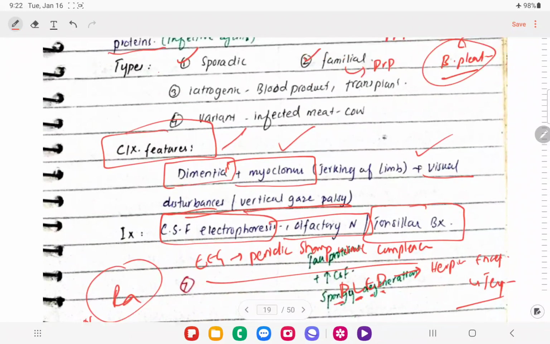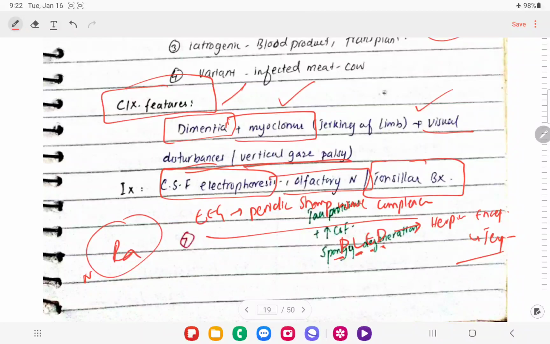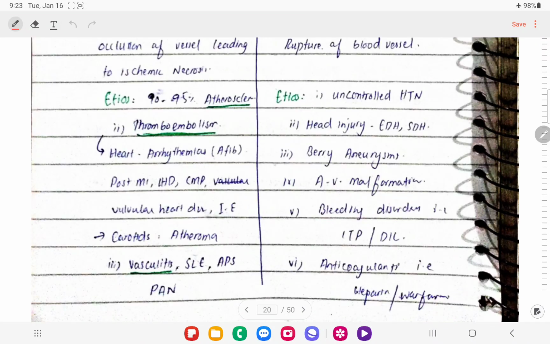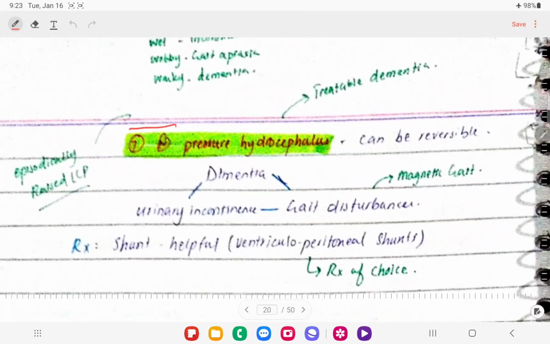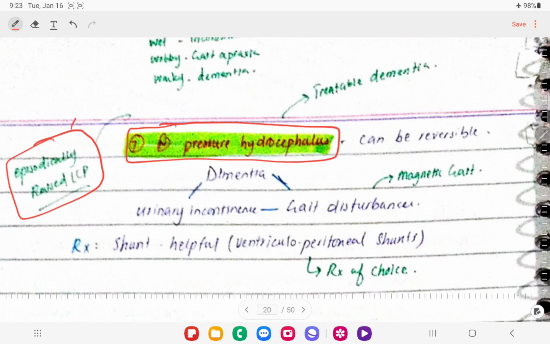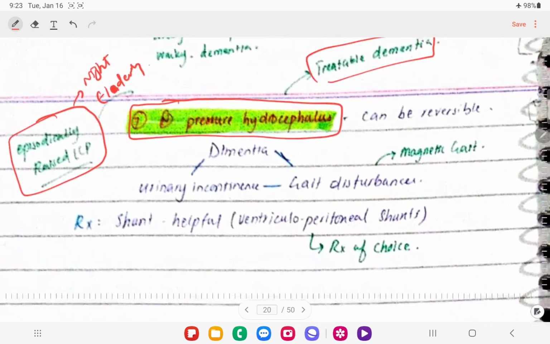So let's move on to our next topic, which is called normal pressure hydrocephalus. All right, so let's talk about normal pressure hydrocephalus. In normal pressure hydrocephalus, there is actually an episodic rise in intracranial pressure, and that mostly happens at night, and mostly in elderly people, right? This is one of the causes of dementia that we can treat. Sometimes we can treat this, so what are the features?